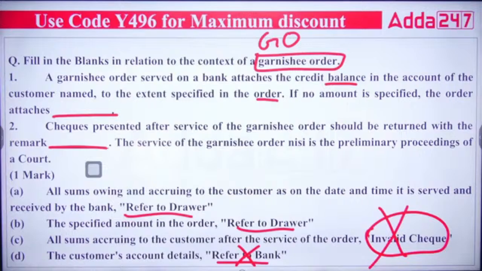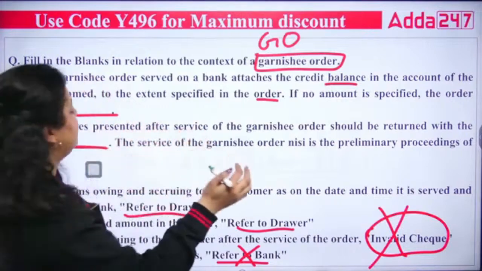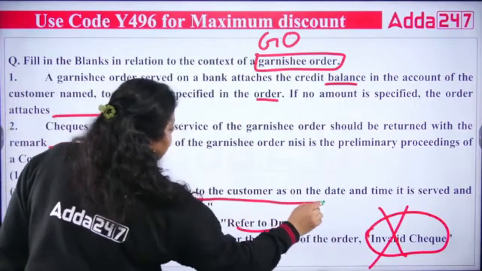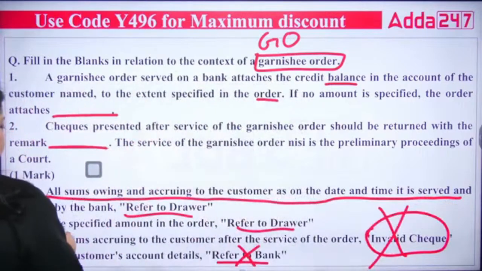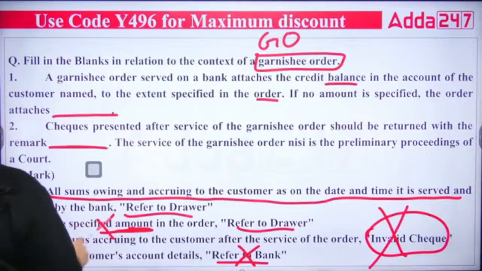Now, when the amount is not specified in the garnish order, if no amount is specified, the order attaches what amount? It attaches all sums owing and accruing to the customer as on the date and time it is served, not that which is specified in the amount. It is not specified, right? The amount is not specified. So, your right answer will be what?